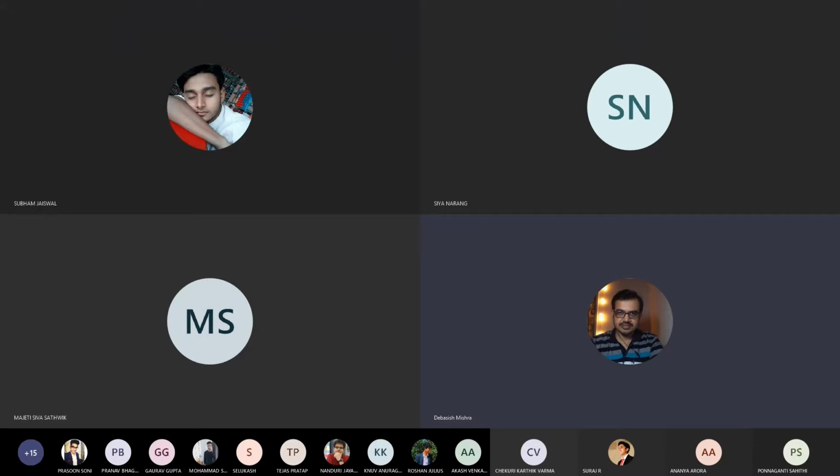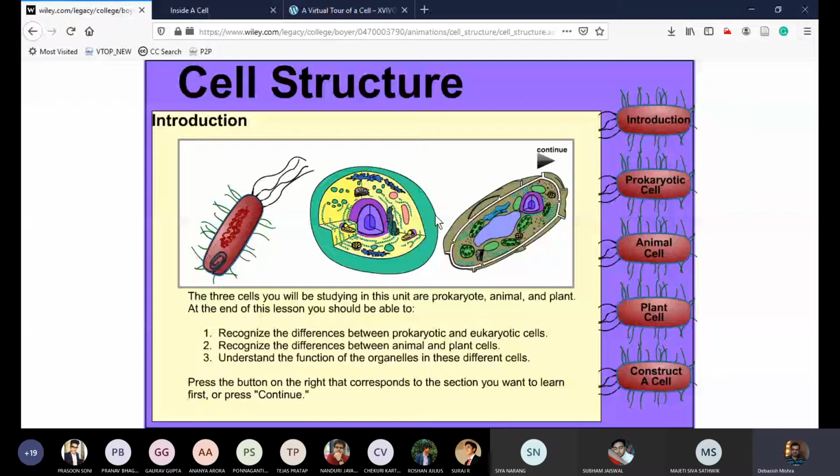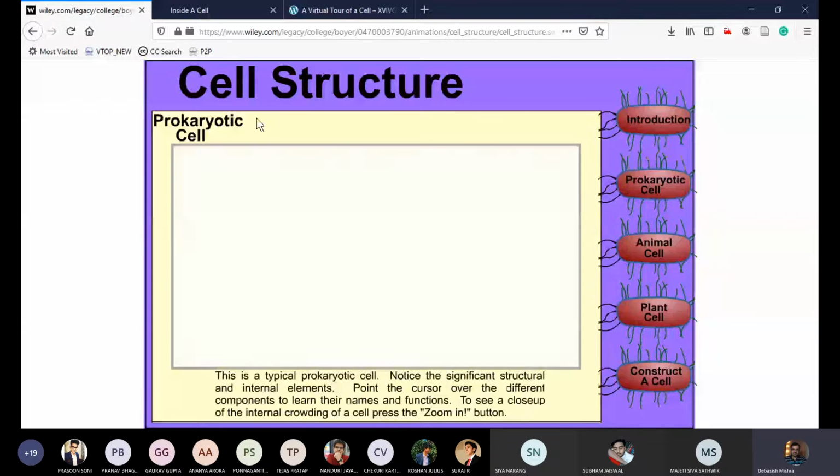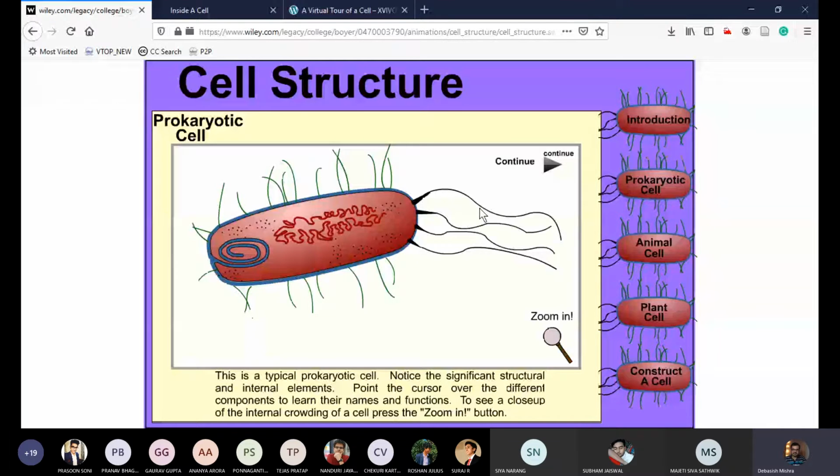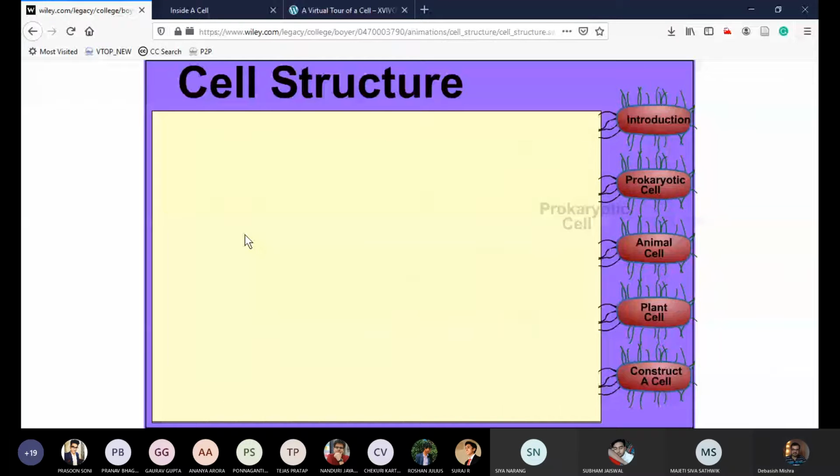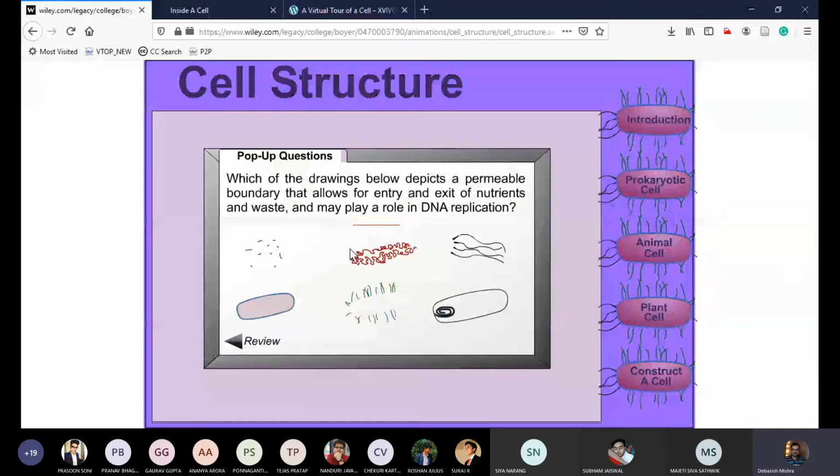So I think we have checked the web page, and all of you have visited these individual kinds of cells. I hope you visited. You can raise your hands so that I will be able to understand.